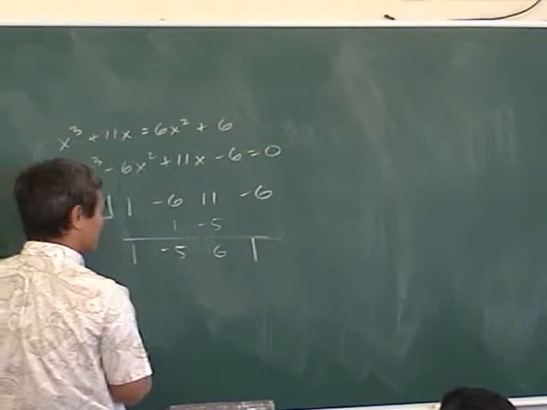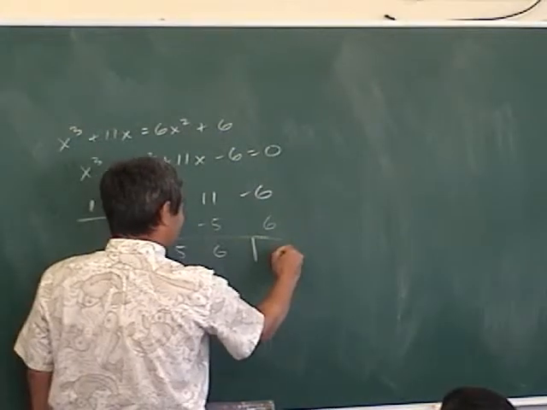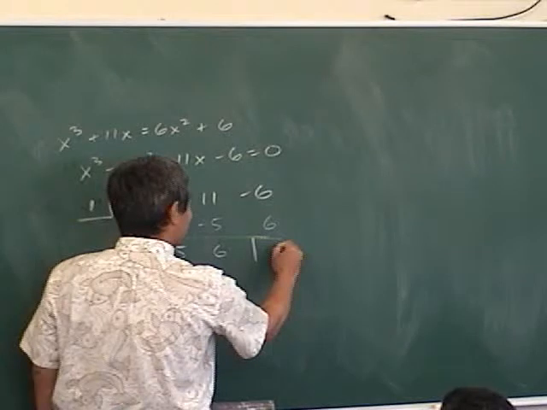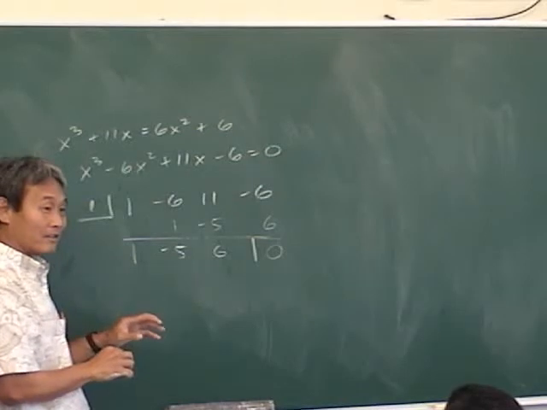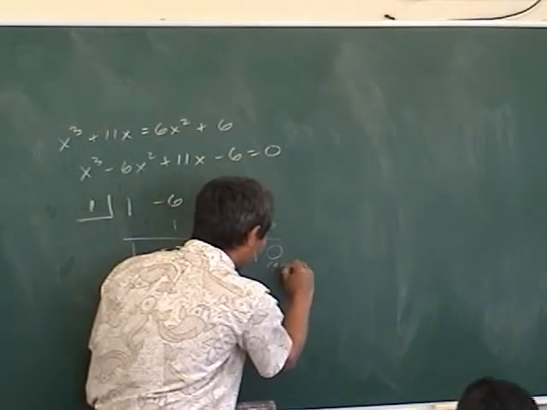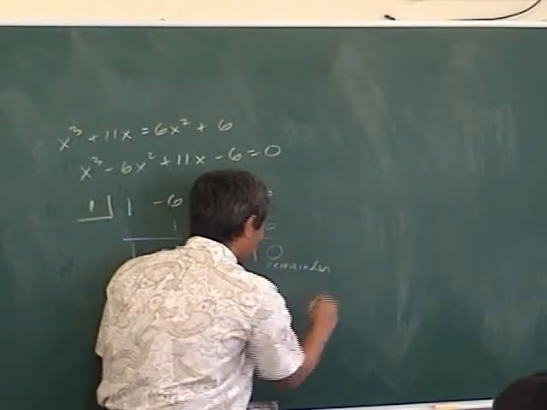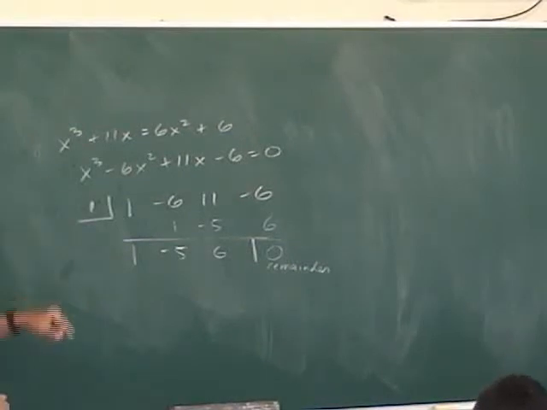6. Add. 0. Now, if this number is not 0, then what you've got to do is pick a different number in the box and do it all over again. Your goal is to get, this is called the remainder. We want the remainder to be 0. If it's not 0, pick another number, do it all over again.